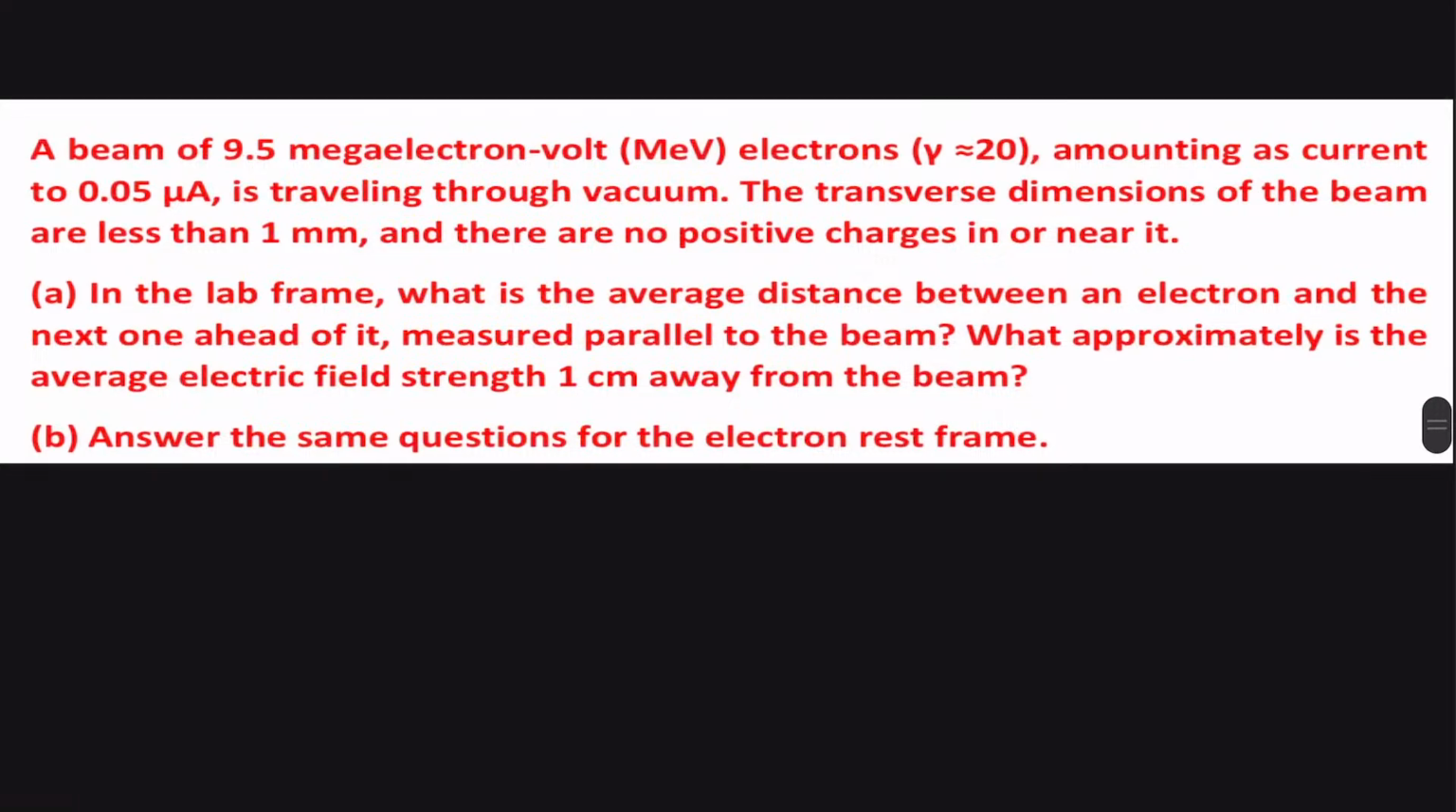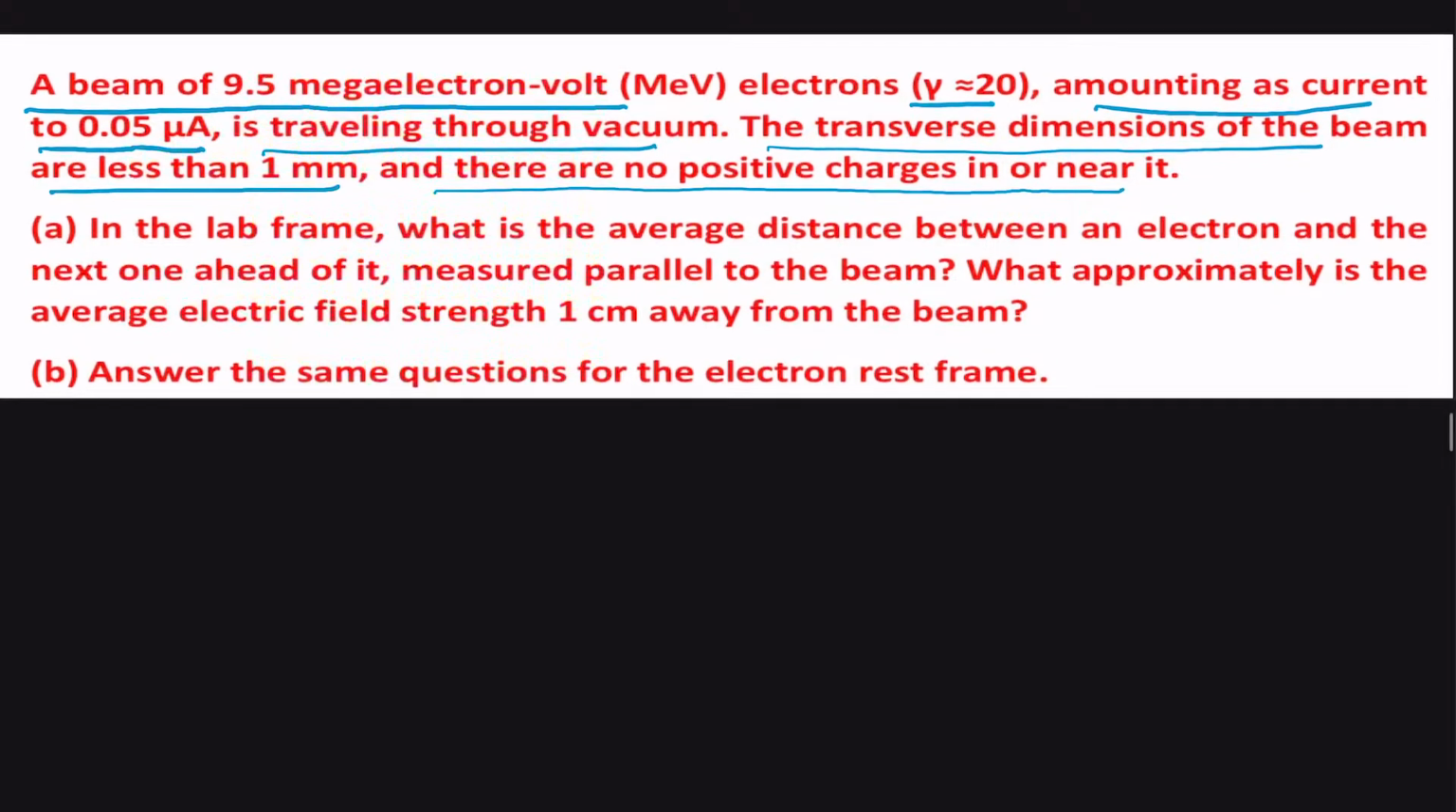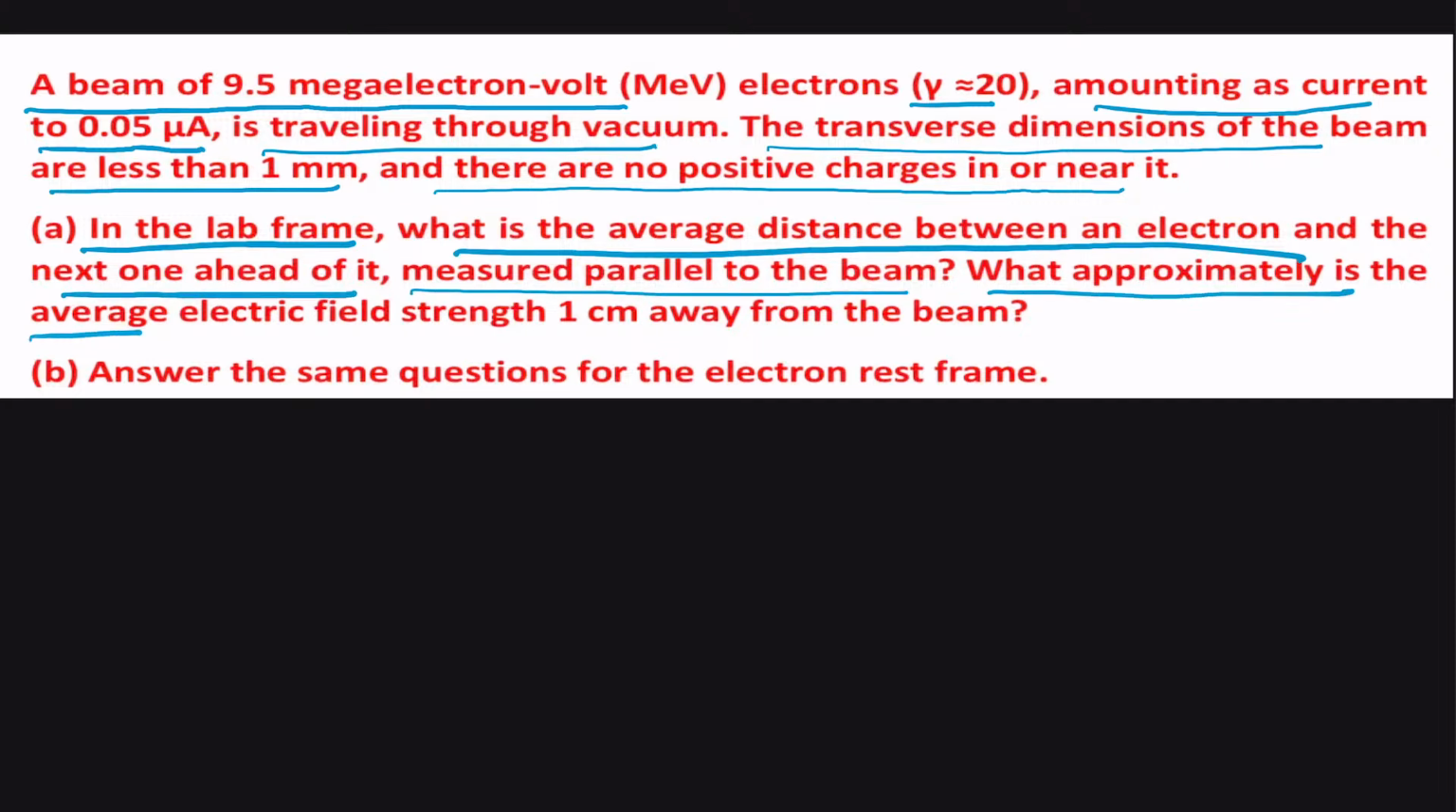It states that a beam of 9.5 mega electron volt electrons, with gamma approximately 20, amounting to a current of 0.05 microampere, is traveling through a vacuum. The transverse dimension of the beam is less than 1 millimeter and there is no positive charge in or near it. Based on this, we have two parts. In the lab frame, what is the average distance between an electron and the next one ahead of it, measured parallel to the beam? What approximately is the average electric field strength 1 centimeter away from the beam? Answer the same question for the electron rest frame.